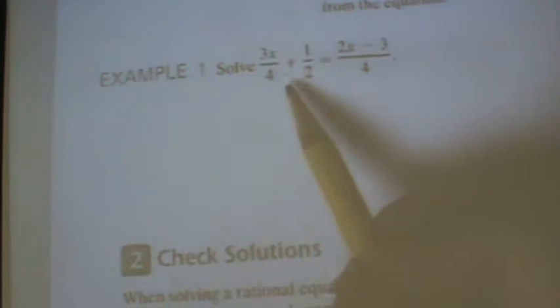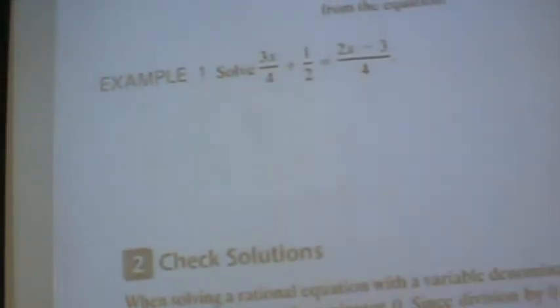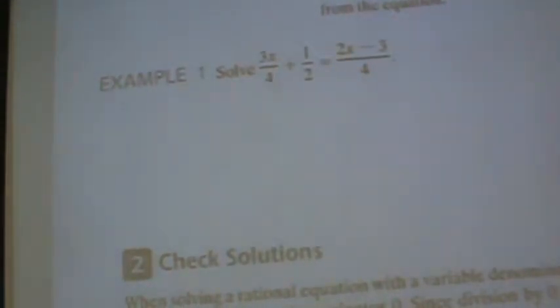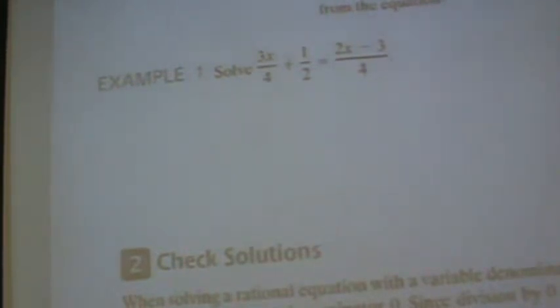Yes, exactly. Okay, so look at example 1. We've got 3 terms. See, this is an equation. We have 3 terms: 1, 2, 3. We've got a 4, a 2, and a 4. What's the least common denominator of 4, 2, and 4? No, the least common denominator would be 4.